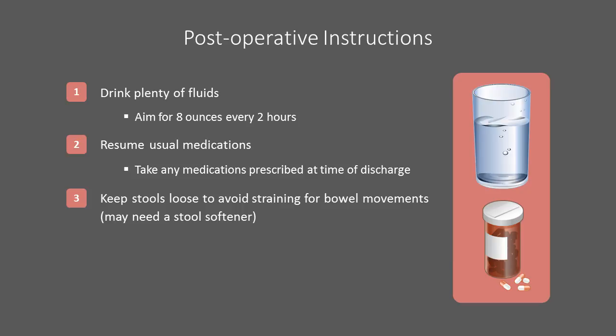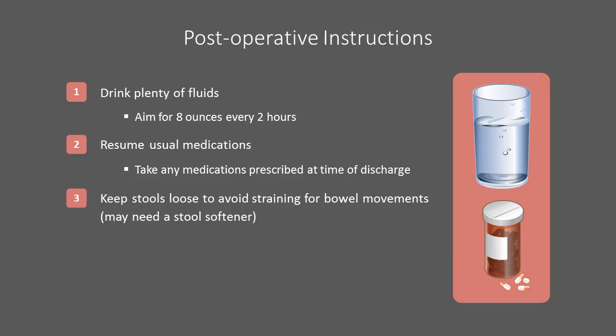You should most likely resume all your usual medications once you are home, but check with your doctor for individual instructions. Remember that aspirin-containing products and some supplements can increase bleeding after surgery. You may receive 1 or more prescriptions at the hospital, and if you do, be sure to take these as instructed. It is important not to strain for bowel movements after a TURP to avoid causing bleeding. Therefore, you should take efforts to keep the stools loose, and you may need to take a stool softener.